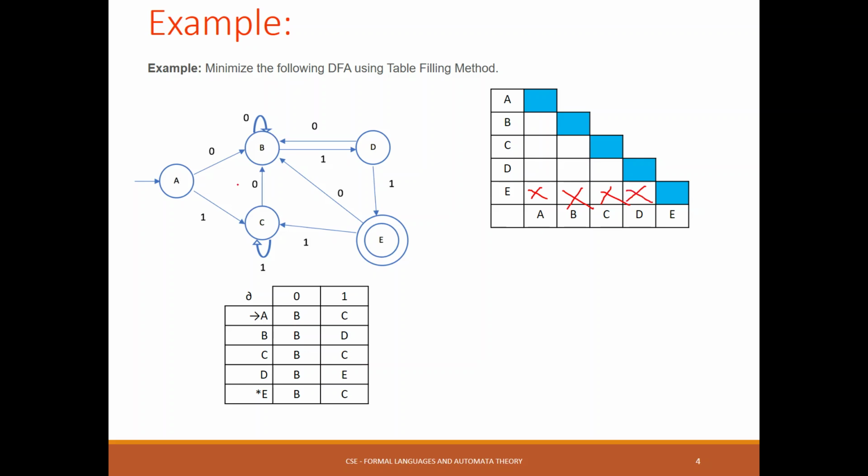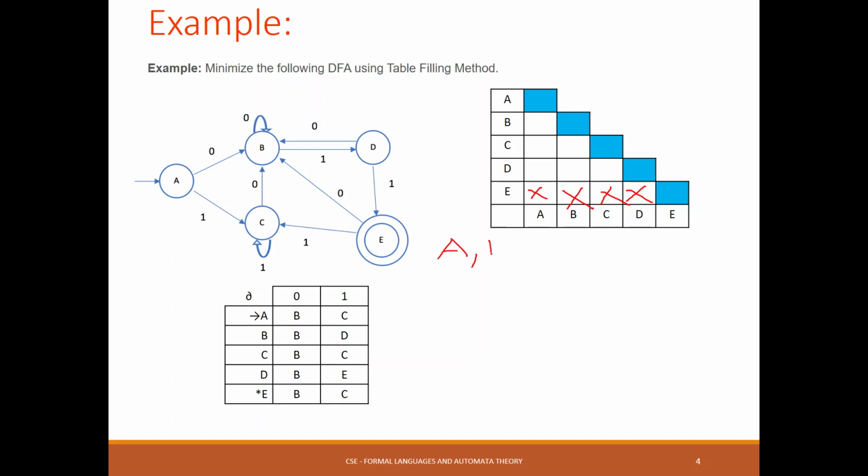Regarding A comma D, A and D are non-final, B and D are non-final, C and D are non-final, all those things are not final, right? Now what we need to do is try to make all these cells as X. Okay, now consider A comma D. Let the cells be A comma D.